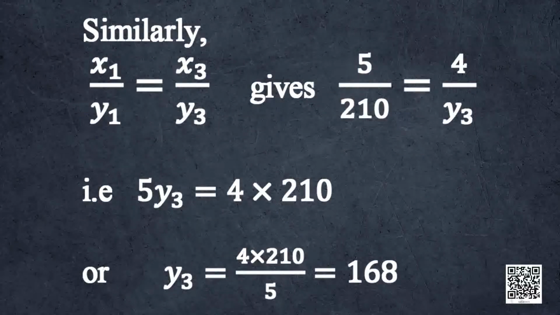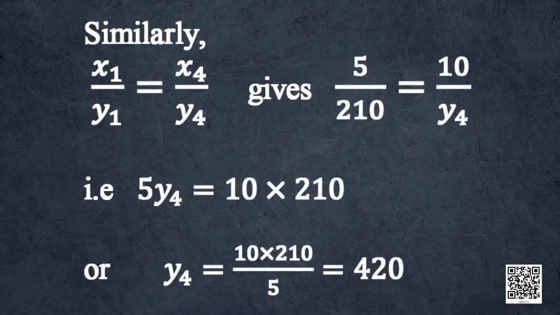Similarly, we can write x1 by y1 is equal to x3 by y3, where x3 is equal to 4 and we need to find out y3. It is written as 5 divided by 210 is equal to 4 divided by y3. That is, 5 y3 is equal to 4 into 210, or y3 is equal to 4 into 210 divided by 5, which is equal to 168.